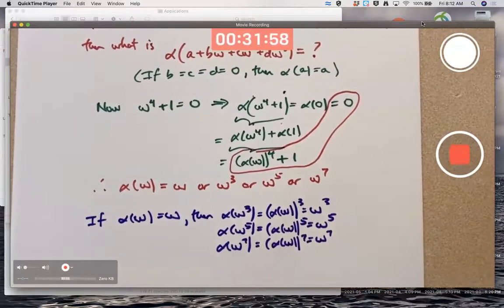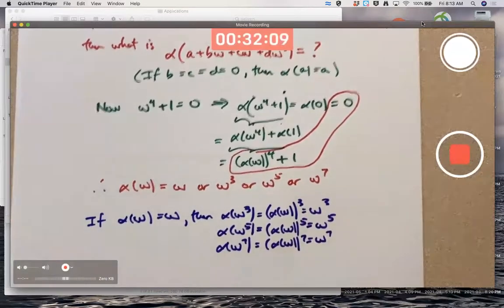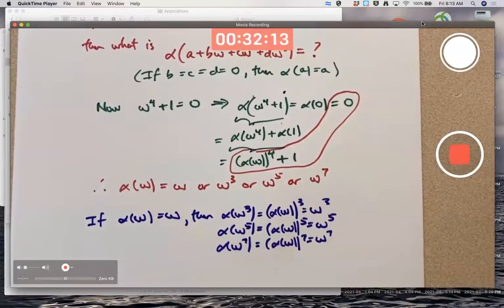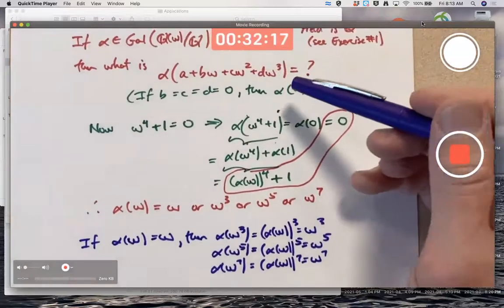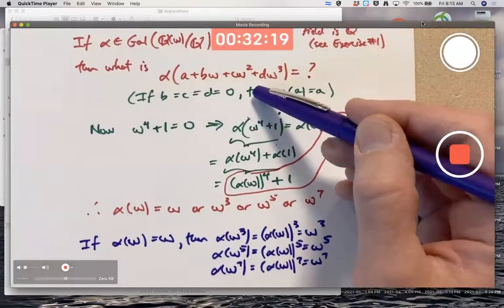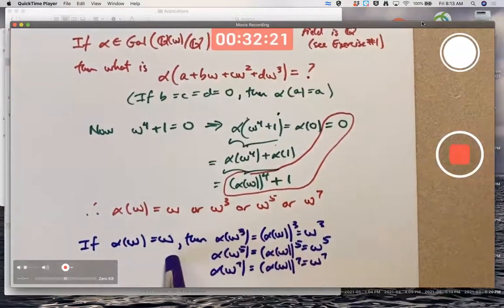You do not have complete freedom in deciding what the other things get mapped to. In fact, when you know what omega gets mapped to, the other ones are completely determined. If alpha maps omega to itself, it's going to map the other things to themselves. And ultimately, alpha would be the identity mapping epsilon. This entire thing would get mapped to itself if omega gets mapped to itself.